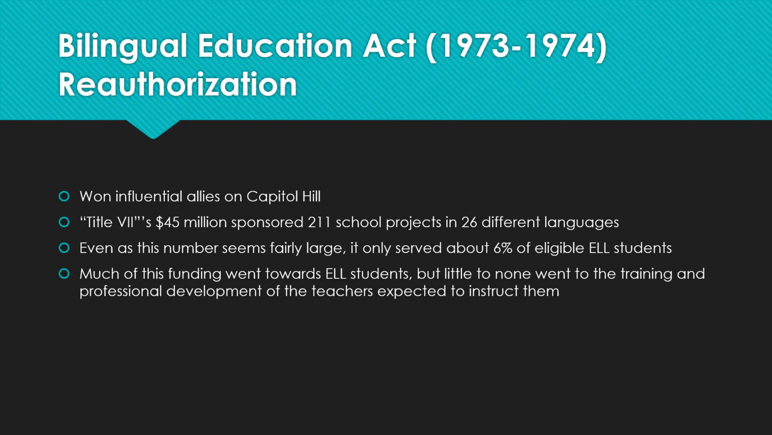Now, the reauthorization of the Bilingual Education Act took place throughout 1973 and 1974. So it kind of stretched over a period of time. This reauthorization did win influential allies on Capitol Hill. The Title VII's 45 million sponsored 211 school projects in 26 different languages. And although that may sound like a pretty significant number, it only served about 6% of eligible ELL students, which is kind of hard to imagine.